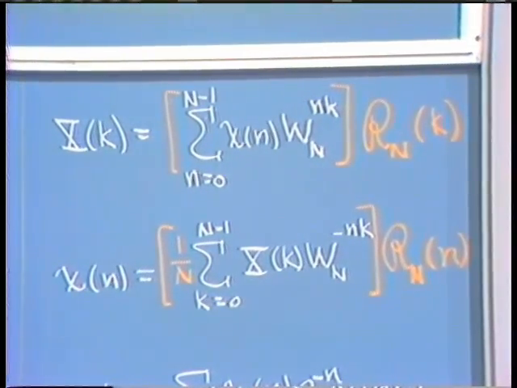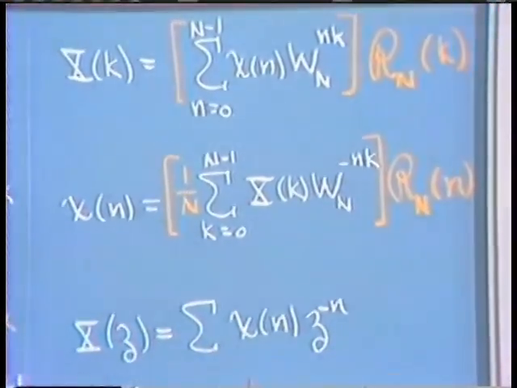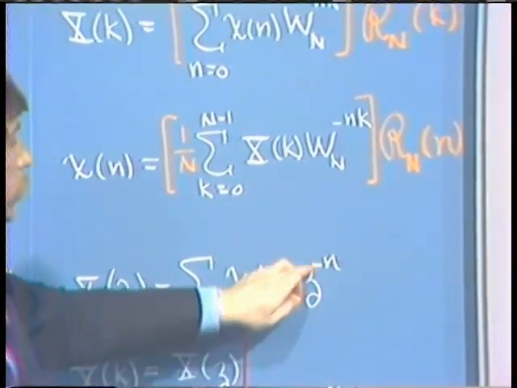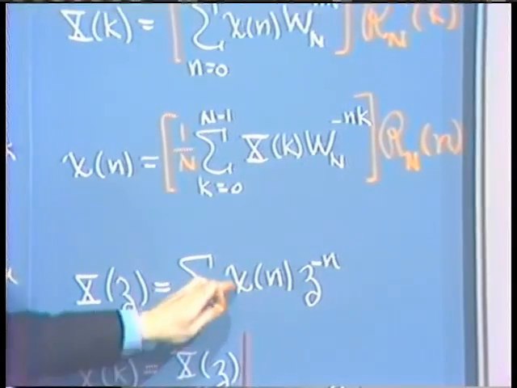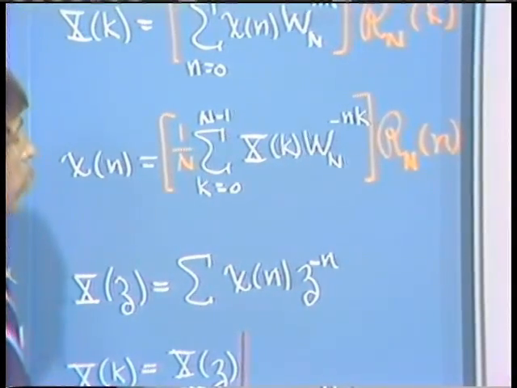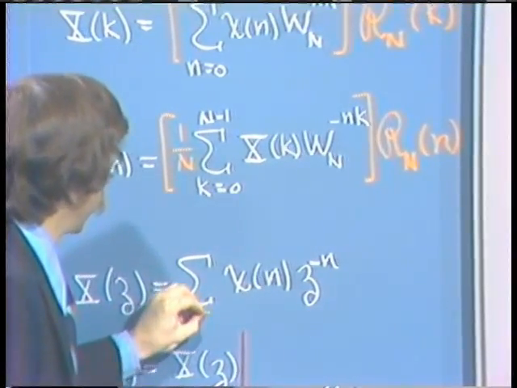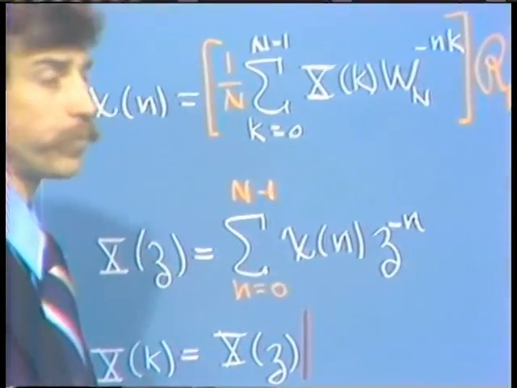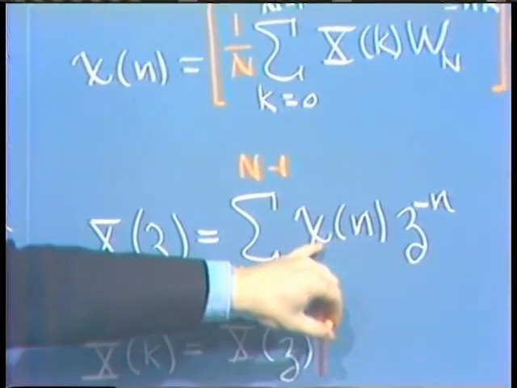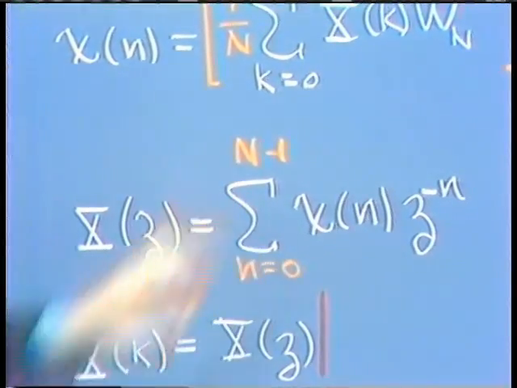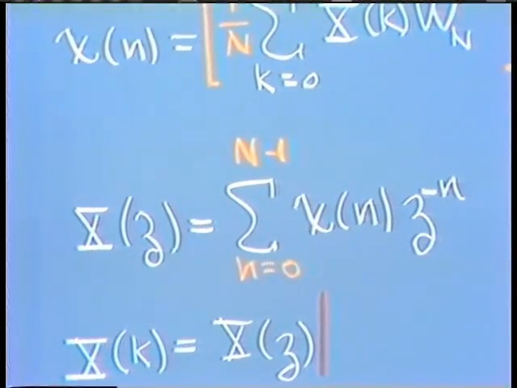On the other hand, the Z transform of the finite length sequence is the sum of x of n times z to the minus n. In general, of course, the sum running from minus infinity to plus infinity, but because this is a finite length sequence, this is a sum from n equals 0 to capital N minus 1, because of the fact that the sequence x of n is 0 outside the range n equals 0 to capital N minus 1.